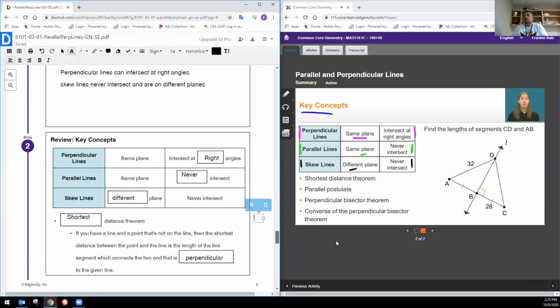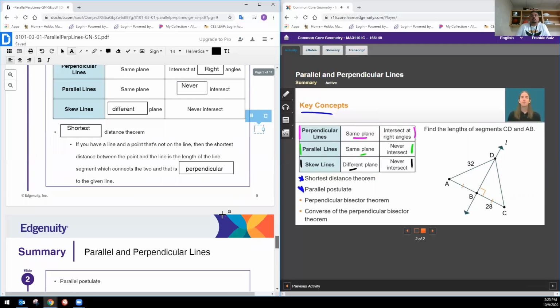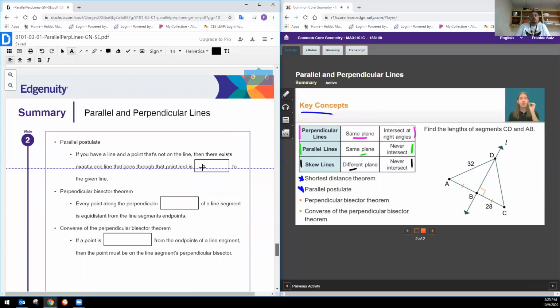We also had a number of theorems here. The shortest distance theorem states that if you have a line and a point that's not on the line, then the shortest distance between the point and the line is the length of the line segment which connects the two, and that is perpendicular to the given line. We also learned the parallel postulate. It states that if you have a line and a point that's not on the line, then there exists exactly one line that goes through that point and is parallel to the given line.